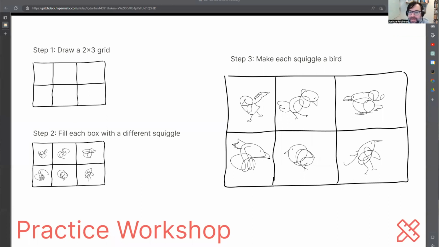Okay. I wish I could see all of your birds. I would love to connect and see what you've done. But if you didn't have paper right now, that's okay. Do this some other time and have a little bit of fun.